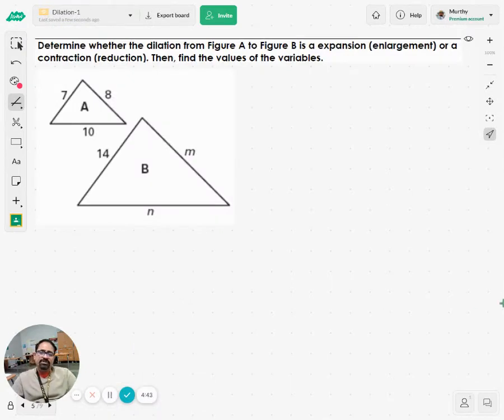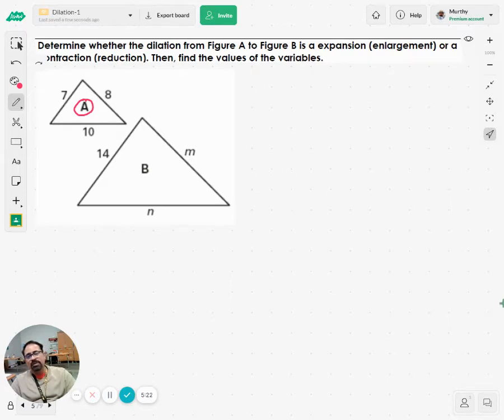Now here the question says to determine whether the dilation from figure A to figure B is an expansion or a contraction, and also find the values of the variables. If you can find the scale factor, then you can figure out the missing values here. The tricky part in this one is A to B. A is here and B is here. I see that it is an expansion.